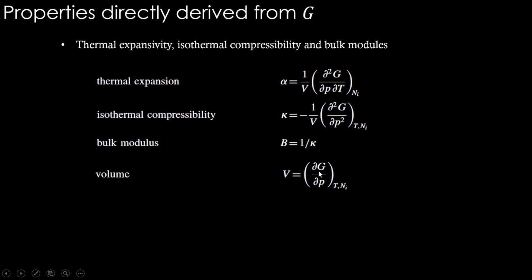You know dG is VdP minus SdT. If temperature is constant, we only have VdP, and that can be rearranged to give this ∂G by ∂P at constant temperature and number of moles of elements. We will get volume. Right.